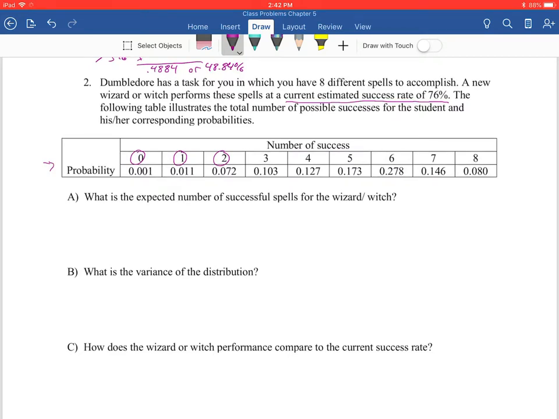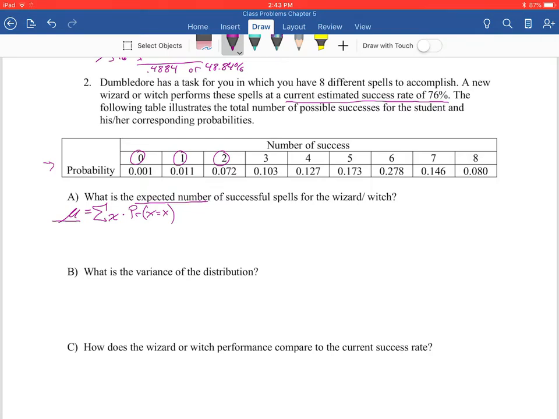Part A is, what is the expected number of successful spells for a wizard or witch? Anytime you see expected number, always think average. If you see what is the expected number of this or that, expected number is just another way to say what is the average. And if you look in our book, we have the way that we find averages. Our formula is mu equals the sum of x times the probability of x equal x, where mu is the average value, or expected number.